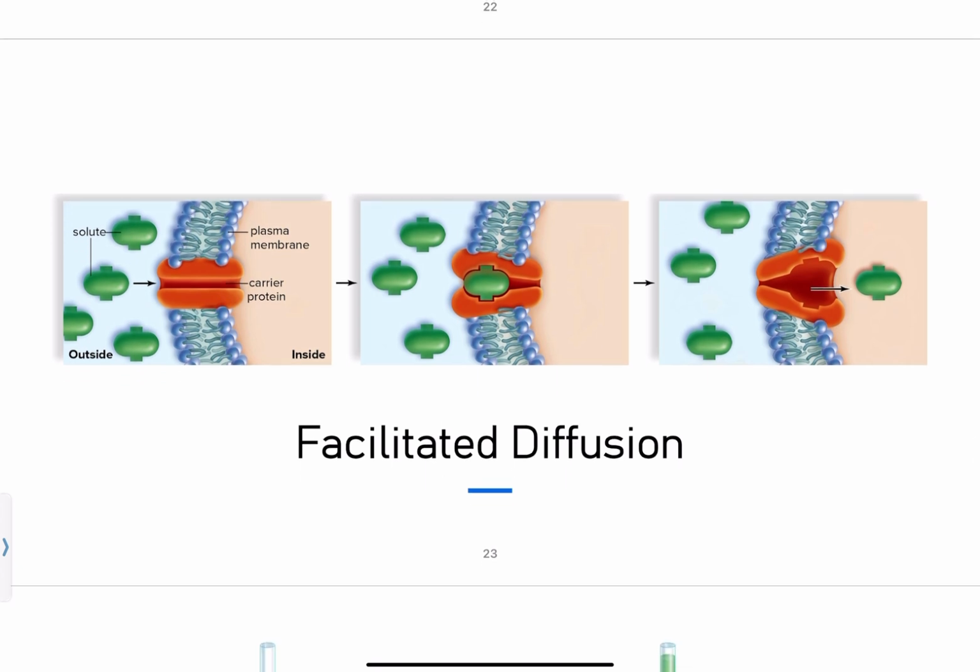Facilitated diffusion, again, is going to require some sort of protein carrier in the membrane. So that's what they're showing you here, in order for the passage of a solute from the external environment to the internal environment, or vice versa, from inside of the cell to outside of the cell.